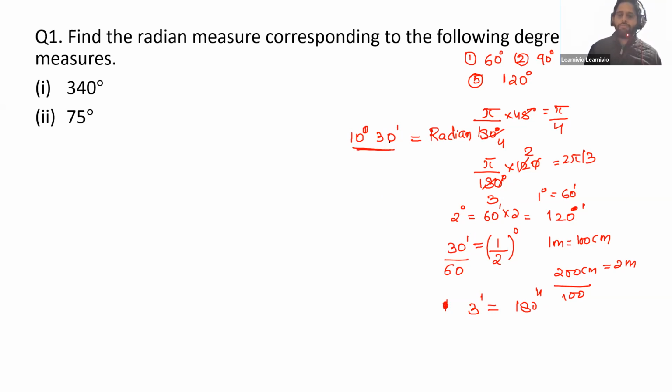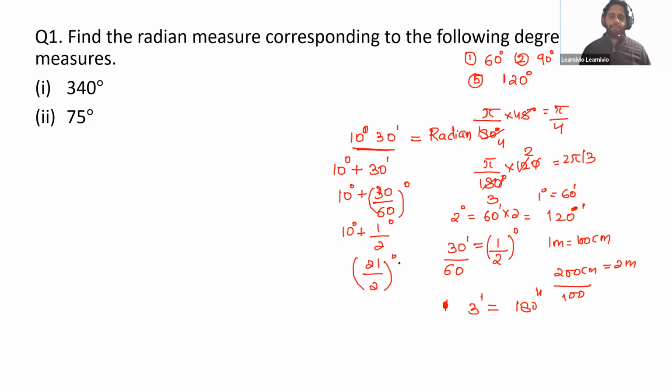So in these types of questions, please change all the units into degree. So how will we do this? This means 10 degree plus 30 minutes. So convert these 30 minutes into degree. You will get 30 by 60, we will divide this, you will get a degree. So 10 degree plus 1 by 2 degree. Don't convert this into decimal, please keep it in fraction form. So it will give you 21 by 2 degree. Is this clear to everyone?